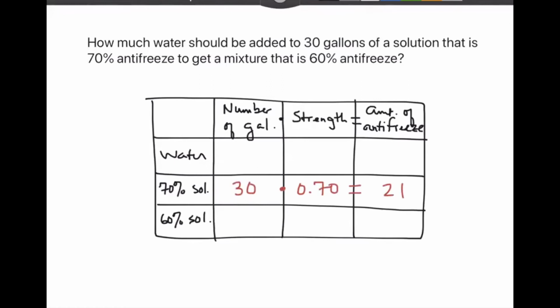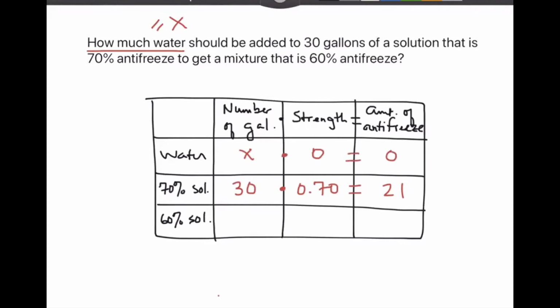How much water? Hopefully you wrote down that that's what we're going to call X. Okay, so what did you come up with for the strength of the water? In other words, what percentage of water is pure antifreeze? Well, hopefully, I don't know about you, but I like my water to be 0% antifreeze. Which means the amount of antifreeze in the water is going to be 0 gallons.